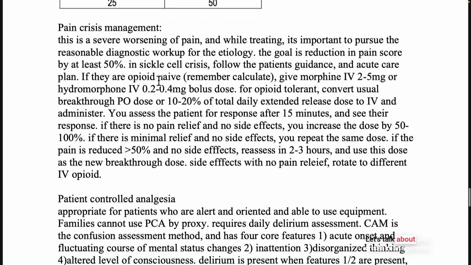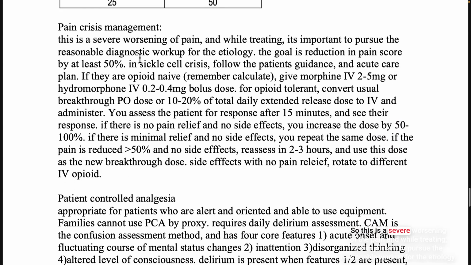But okay, let's talk about pain crisis management. This is a severe worsening of the pain, and while treating, it's important to pursue a reasonable workup for the etiology. The goal is reduction in the pain score by at least 50%. If they're in sickle cell crisis, you let the patient guide their therapy and their acute care plan. If they're opioid naive, you give morphine IV 2 to 5 milligrams.